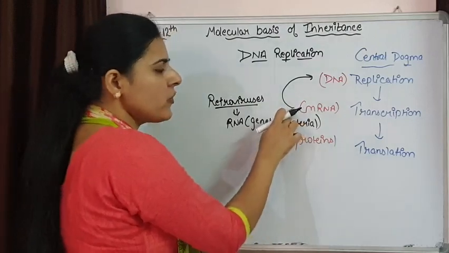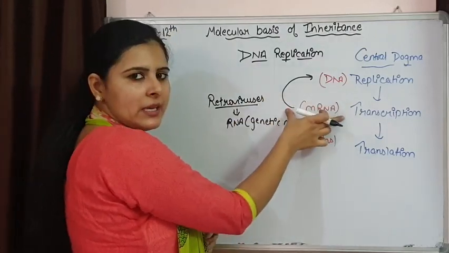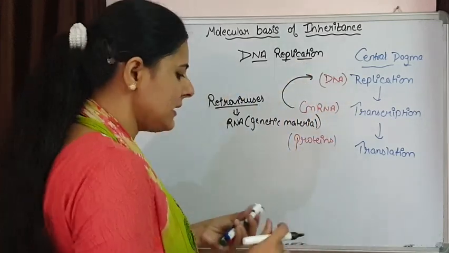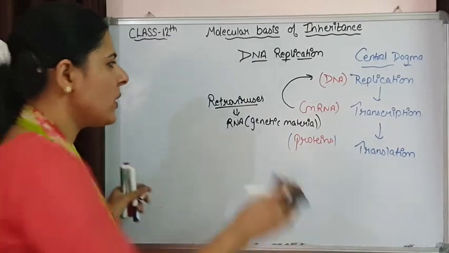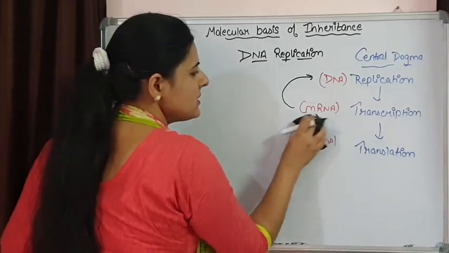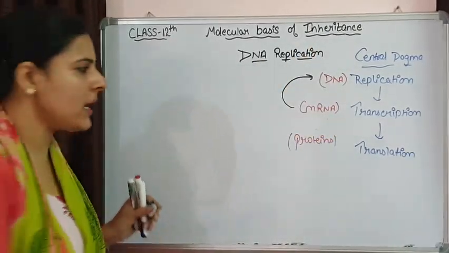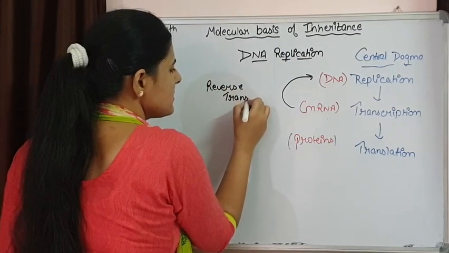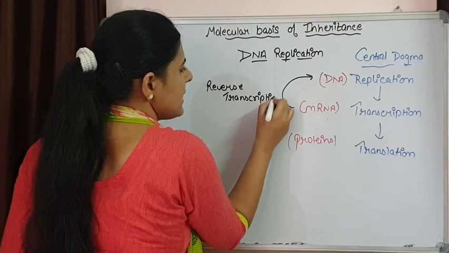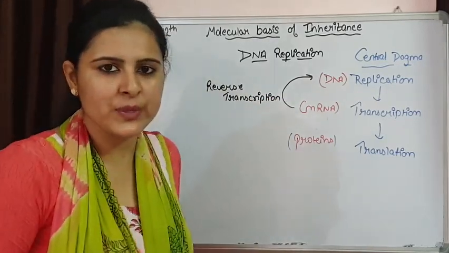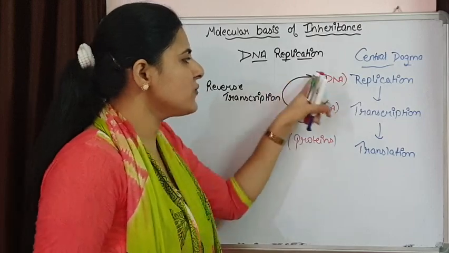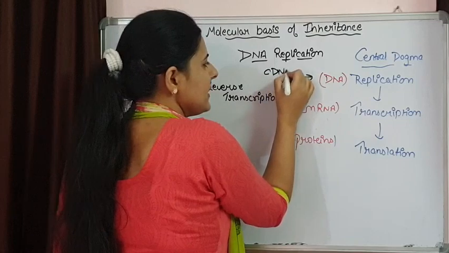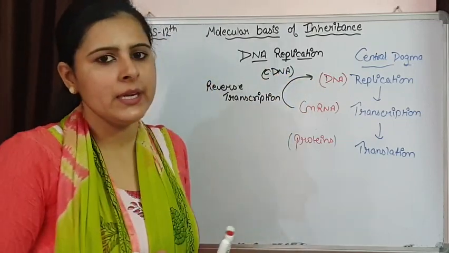So they already have RNA, and from this RNA they are going to form the DNA. This process is called reverse transcription, because that is a completely reverse phenomenon. The enzyme that is involved is reverse transcriptase, and the DNA that is formed from the RNA is known as cDNA, complementary DNA.